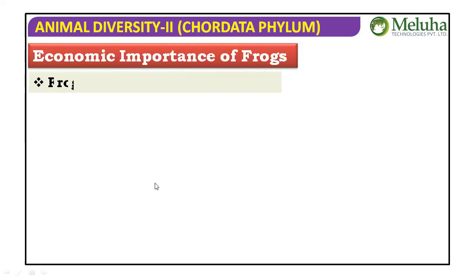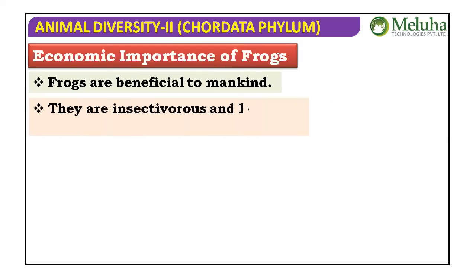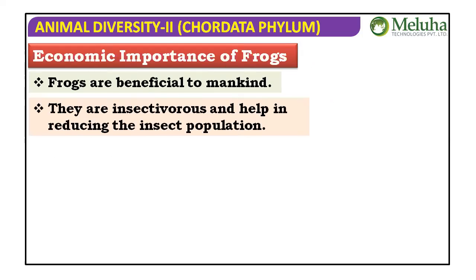Finally, the tadpole larva will metamorphose into the adult, which requires thyroxine hormone. For that metamorphosis, thyroxine hormone is required; that is to be remembered. And economic importance wise, frogs are beneficial to mankind. They are insectivorous and help in reducing the insect population.